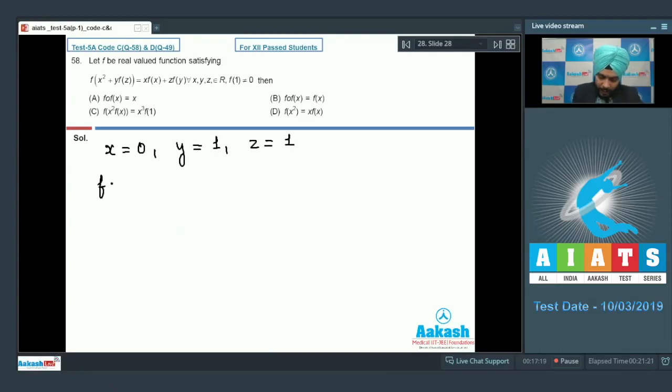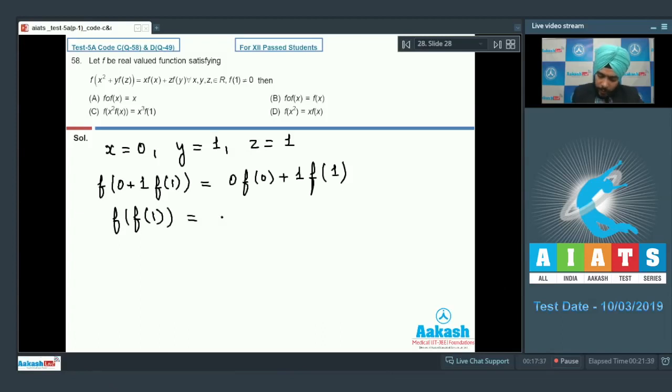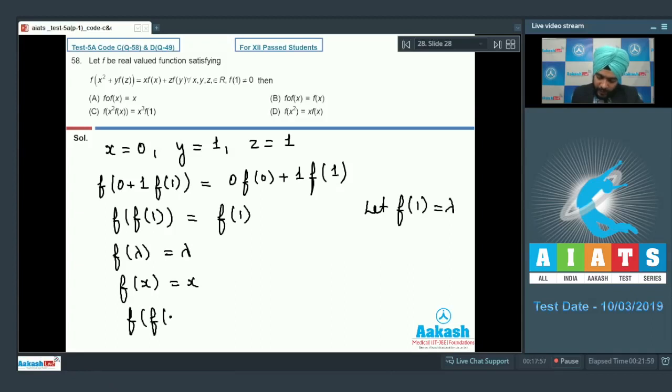So if x is 0, f of 0 plus 1 f1 is equal to 0 f0 plus 1 f1. What does it give me? F of f1 is equal to f1. Let us say f1 is lambda. So what does this equation represent? F of lambda is equal to lambda. And this is going to happen for all real values of x, y, z given in the question. So f(x) is simply equal to x. Further, f of f(x) is again x.